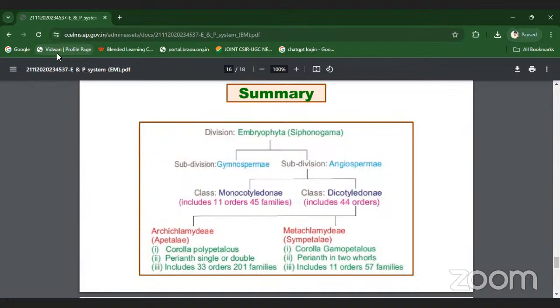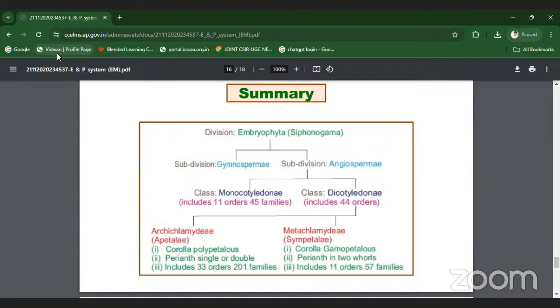So this is the ICBN. It strictly follows the ICBN rules, and it suits the ICBN rules. And the demerits: the main objection to the Takhtajan system is the derivation of monocotyledons from the stock ancestral, the Nymphaeales. He could not give proper justification about this. Concrete classification is not important. So these are the different types of systems of classification, right?